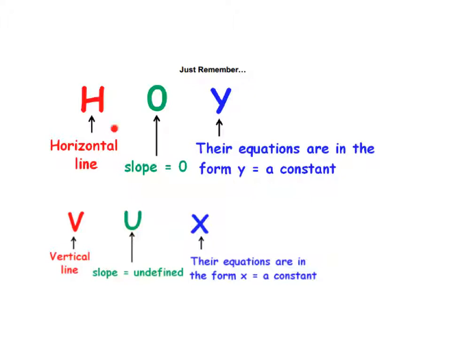Hoi vux helps you define horizontal and vertical lines. Horizontal lines are defined as lines that have a slope of 0, where their equation is of the form y equals a number. Y equals a constant. Vux, vertical lines are defined as lines with an undefined slope. They fail the vertical line test, right? Because they're vertical lines. So vertical lines have undefined slope, and they're of the form x equals a number. So hoi vux will help you remember which line is which.